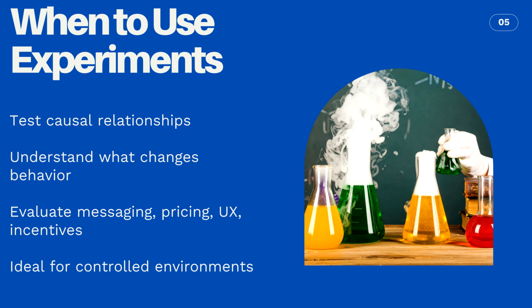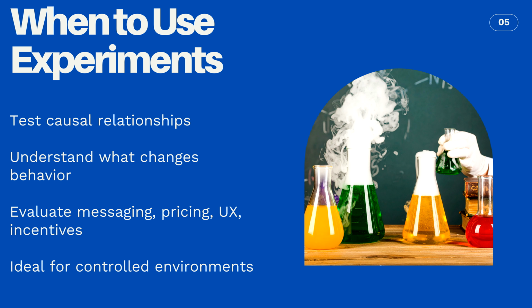Experiments are the gold standard for establishing causality. They allow you to determine whether a specific change, a message, a price point, a design element, actually causes a change in behavior. The logic is simple. If two groups are identical except for one manipulated variable, then any difference in behavior can be attributed to that variable. This is the foundation of internal validity.